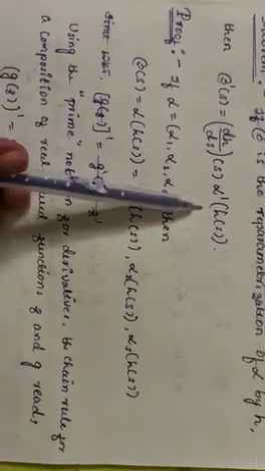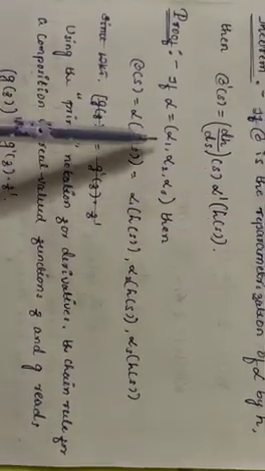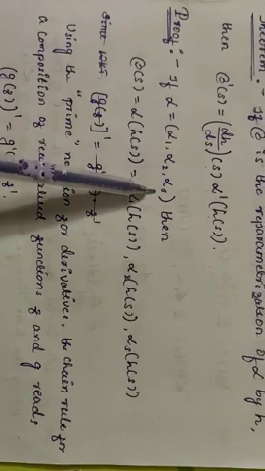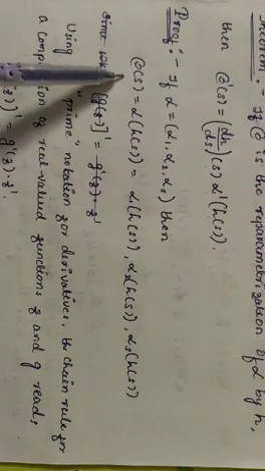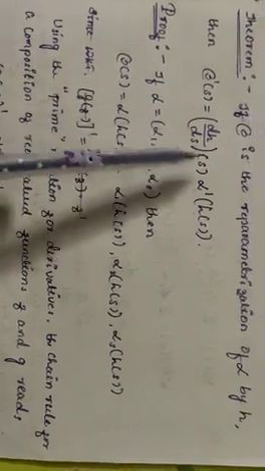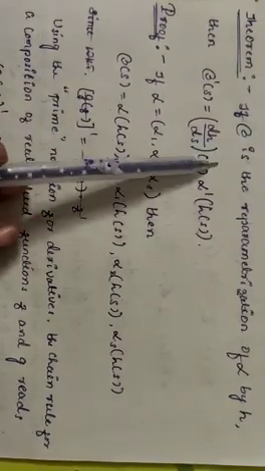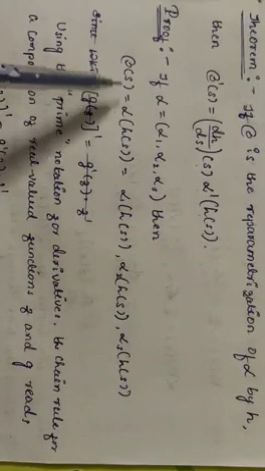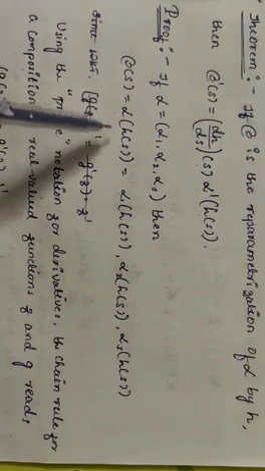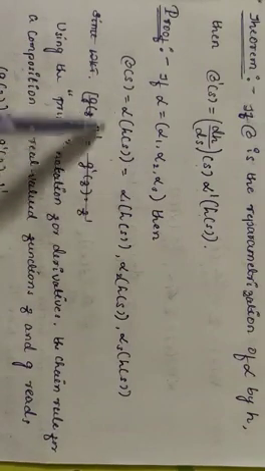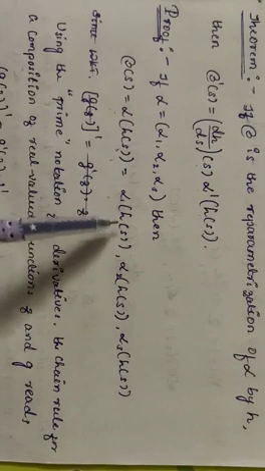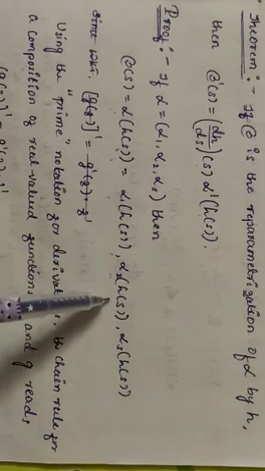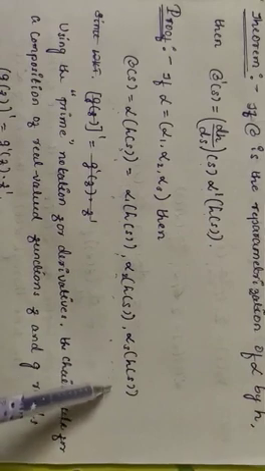Now look here, the proof is: if alpha can be represented as alpha 1, alpha 2 and alpha 3, then beta of s, from the hypothesis they have given that beta is a reparameterization of alpha by h, we write beta of s is equal to alpha of h of s. Again this can be represented as alpha 1 of h of s comma alpha 2 of h of s comma alpha 3 of h of s.